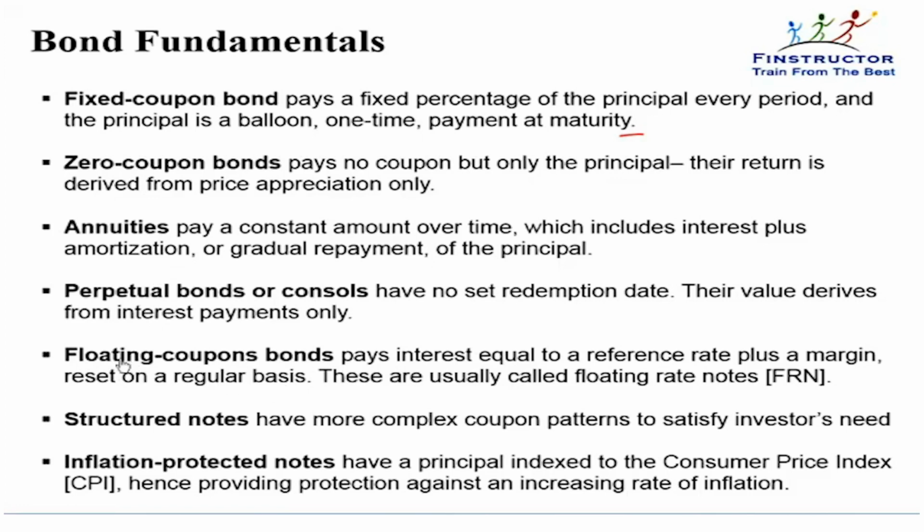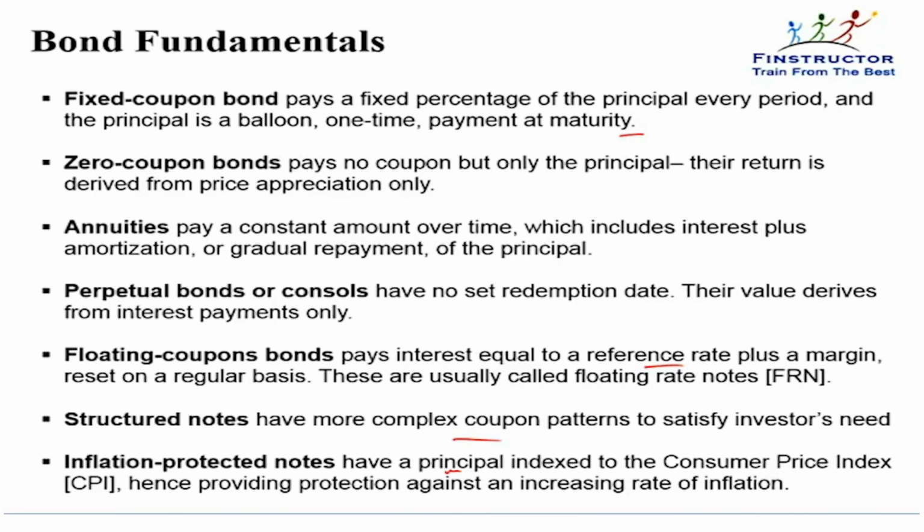Floating coupon bonds have their coupon rates dependent on some reference rate, like the LIBOR or the MIBOR, as we will see. So as the rates change, the coupon payments on these bonds also change. Structured notes can have more complicated payments. Inflation protected notes have their par value indexed to the consumer price index, or indexed to inflation.